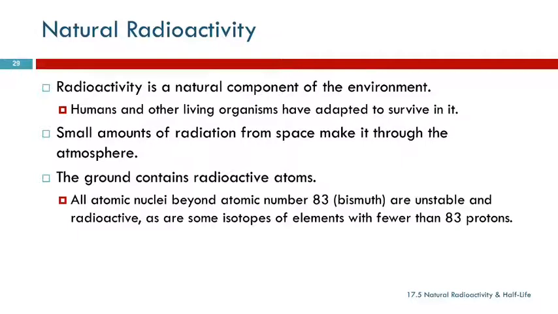The ground contains radioactive atoms. In some parts of the country, there are significant amounts of radon in the soil that emit radiation. Any element above atomic number 83 is unstable. That's bismuth. And all of those are going to be radioactive. Some of the isotopes of elements that are below that are also radioactive. So it's just naturally here.